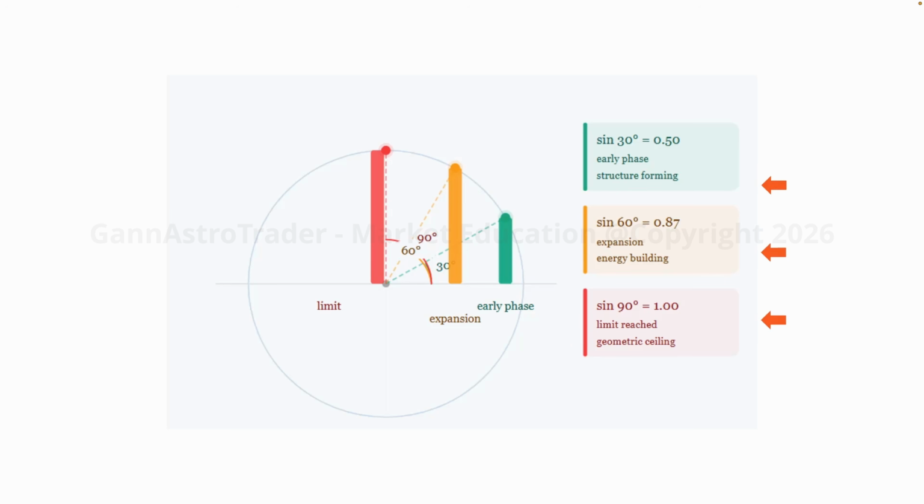For example, if a normalized movement corresponds to the sine of 30 degrees, that movement is not just small. It is geometrically in an early phase. If it corresponds to 60 degrees, it is in a stronger phase of expansion. If it approaches 90 degrees, it is reaching a limit of projection in that framework. So the angle is not simply decoration. It gives context to the movement.